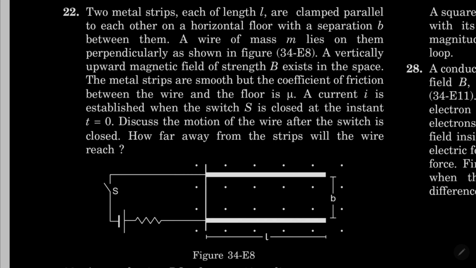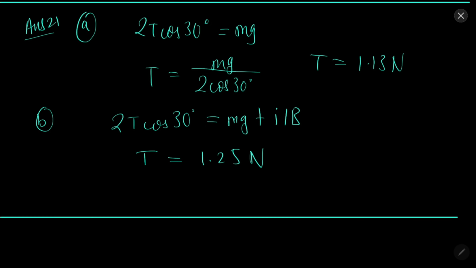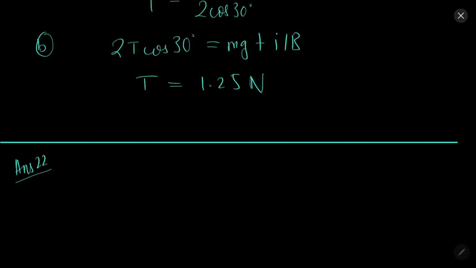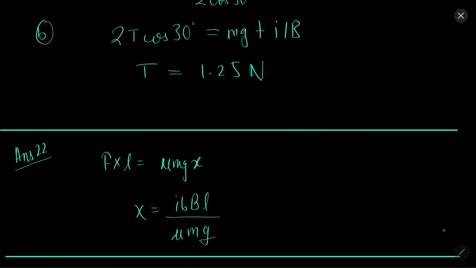In question 22, this figure is given to us. How far away from the strips will the wire reach? Solution 22. So F equals L mu mg x. So x will be I B L over mu mg. Force is I B L, equal to mu mg.